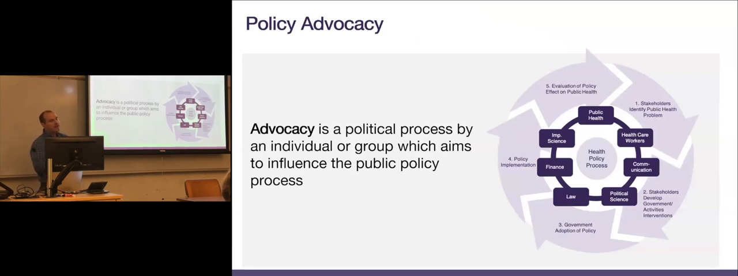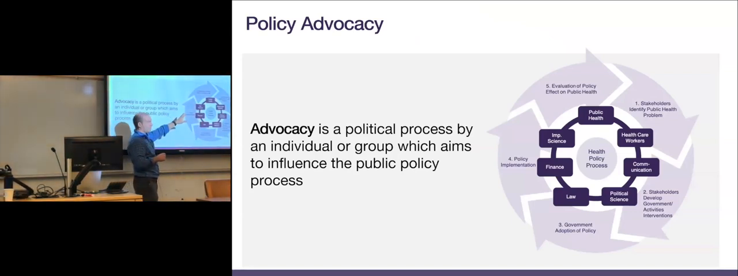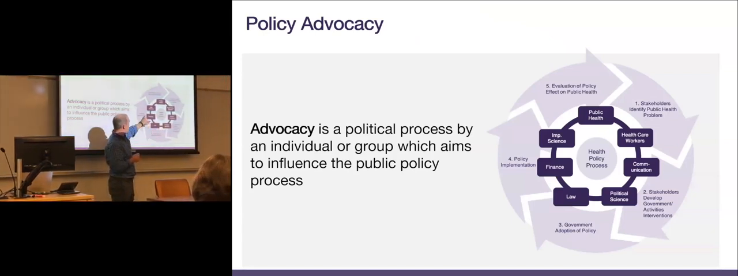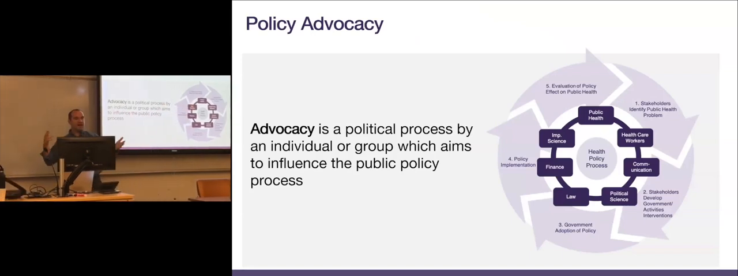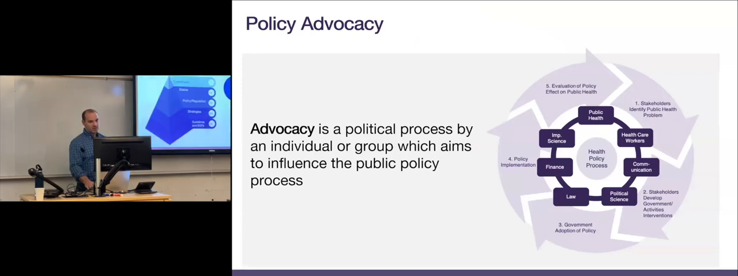And so policy advocacy is really a political process of individuals or groups which aims to influence the public policy process. So it can happen in really any of these stages here, right? At defining public health problems, coming up with interventions, the adoption, the implementation phase, and even the evaluation phase, right? Advocacy can happen at any one of those steps. And a brief can be a very useful mechanism for trying to influence the policy process through advocacy.